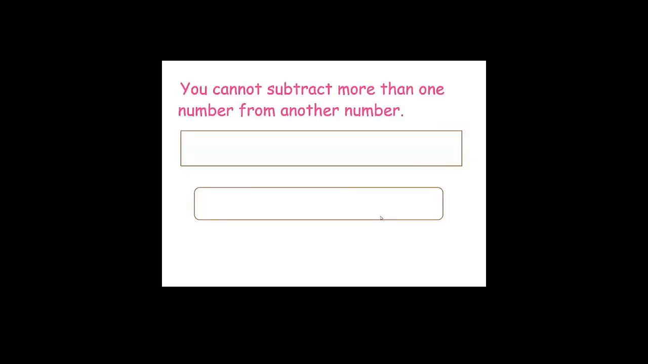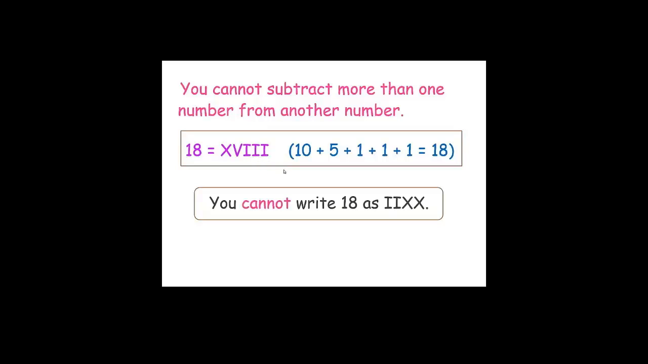You cannot subtract more than one number from another number. That is, 18 is written as 10 plus 5 plus 1 plus 1 plus 1 and not as 20 minus 1 minus 1. You cannot subtract 1 two times from 10.